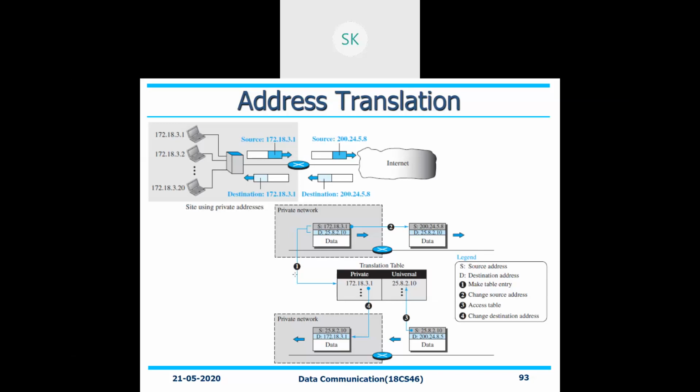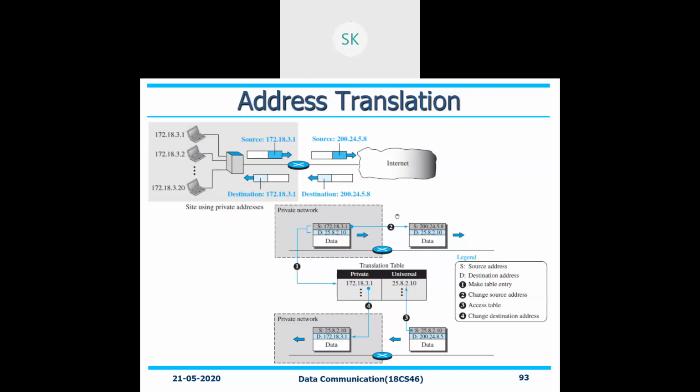How does this particular thing go? You will have the private network. In this, the source address and the destination address will be given. Once it is ready to transmit the data, I'll use a translation table. In this translation table, as I said, one private and one universal or global address will be captured. In the private column, 172.18.3.1 is the address that we have. The universal address is the destination address that you are mapping it to, which is nothing but 25.8.10. So with respect to 25.8.10, we'll address it and send it to the destination party.